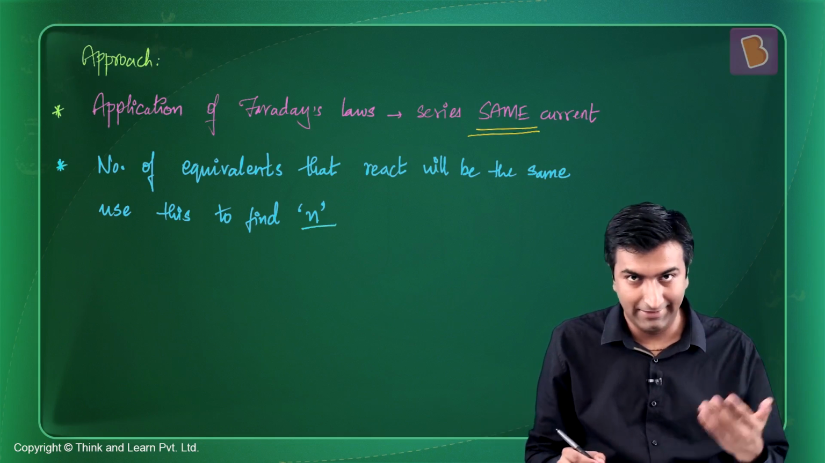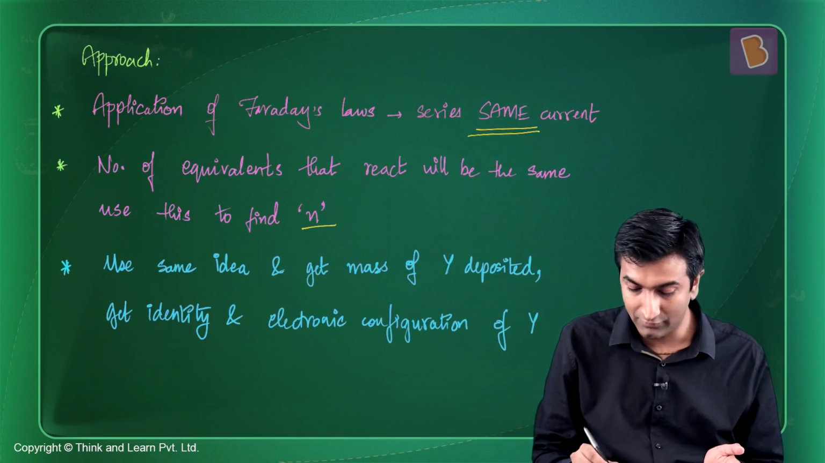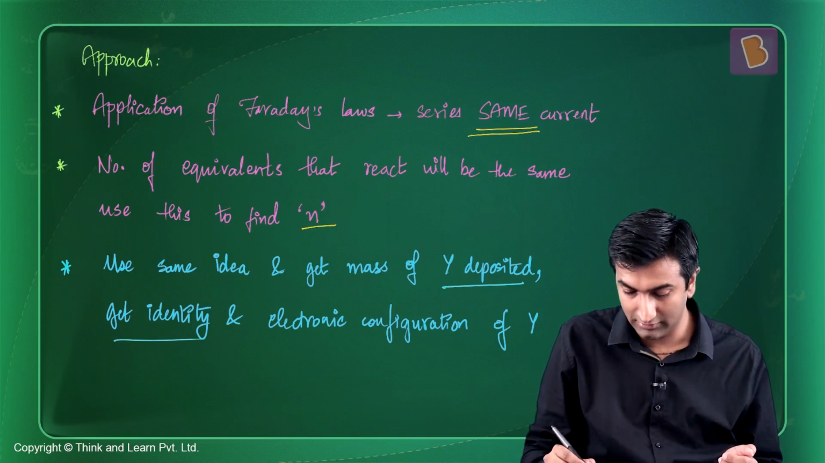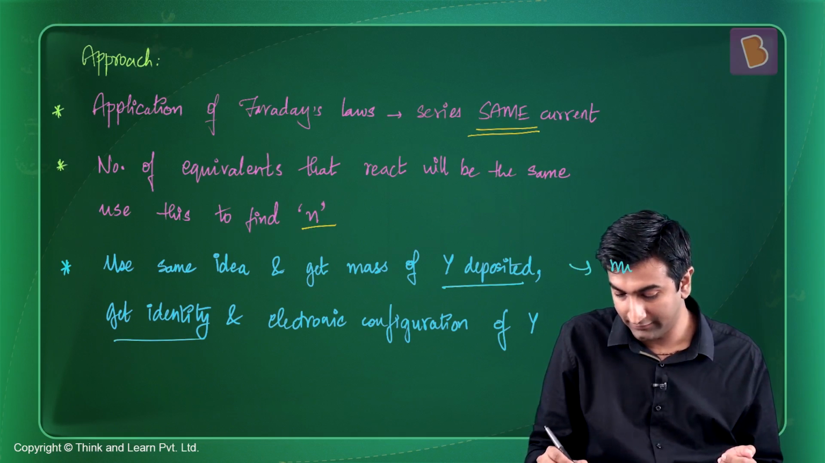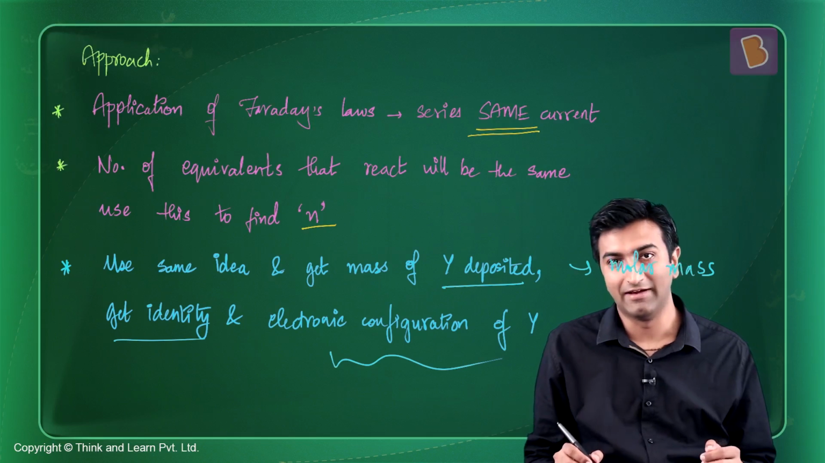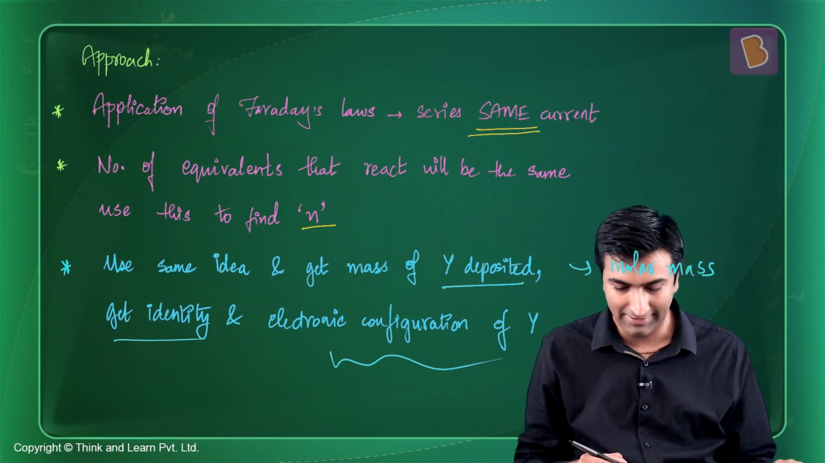And using the same idea, using the number of equivalents of chromium that reacted, you can then get the mass of Y that deposited, and from here you could get the molar mass. Once you have the molar mass, you have the identity of the substance, and then you can get the electronic configuration of Y. And then the valence electrons, that's what's required. Let's start this one step at a time.